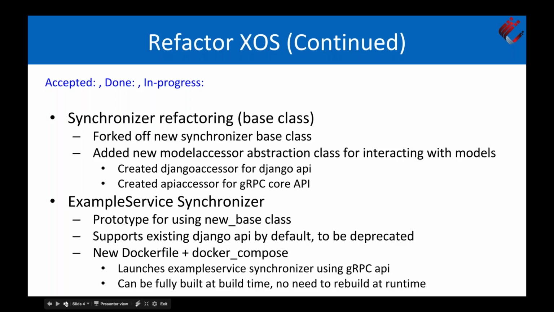By default, when you bring up Code in a Box, you'll get it using the Django API. Right now, there are some manual steps that I can do. There's a new Docker file and Docker Compose that lets you bring it up the new way. And when you bring it up the new way, it'll use gRPC. The advantage of this is we finally got to the point where, as soon as we're ready for it, we can fully build the synchronizer containers at build time, and there will be no need to do any building at runtime, and no need to do any rebuilding when the service stack changes. And that's it for this task.